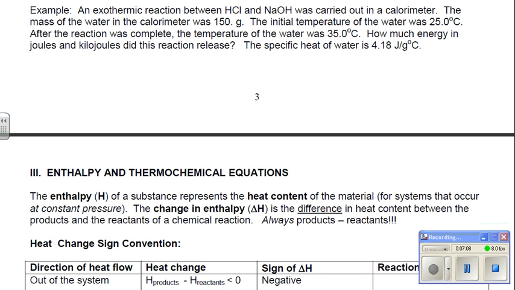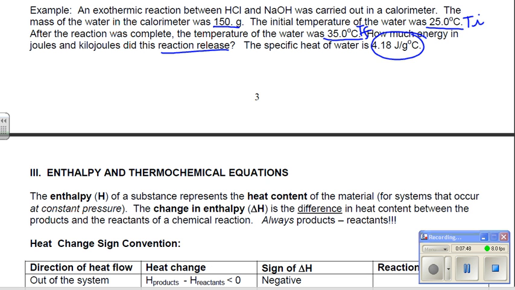An exothermic reaction between hydrochloric acid and sodium hydroxide was carried out in a calorimeter. The mass of the water in the calorimeter was 150 grams. It's very important. The initial temperature of the water is 25 degrees Celsius. After the reaction was complete, the temperature of the water is 35 degrees Celsius. This is our final temperature. How much energy in joules did this reaction release? The specific heat of water is 4.18 joules per gram degree Celsius.